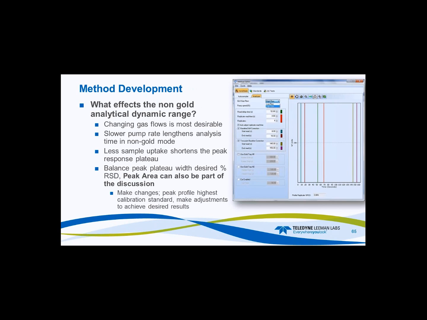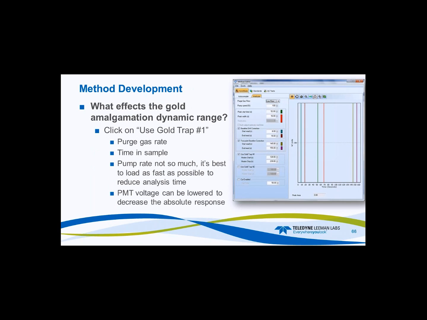Peak area can also be part of this discussion. So then you can run really, really fast, and you don't have to have a plateau because you're going to measure everything under the curve like you would with gold trap. So you can make the changes on the highest calibration, make adjustments, achieve the desired results, and repeat, and then run a calibration. In gold trap, now if you notice here, it changed from GLS to purge gas.